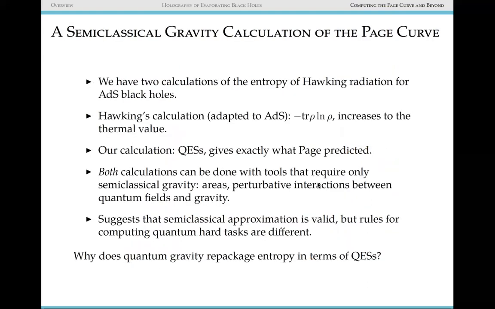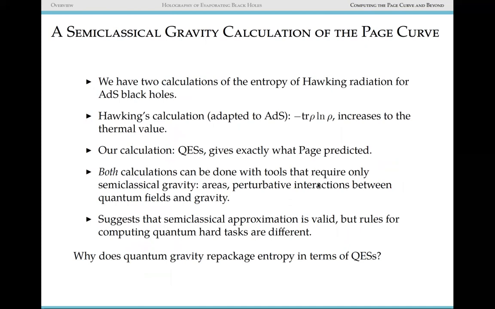Okay, so this is the slide we ended with last time. So what do we have? We have two calculations of the entropy of Hawking radiation of AdS black holes. We have Hawking's original calculation adapted to AdS. And again, as I mentioned, you can check and make sure this is exactly the same as Hawking's original calculation. The follow-ups don't make a big difference.